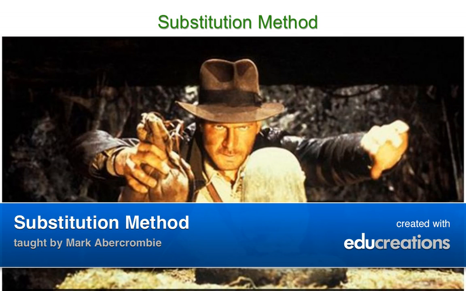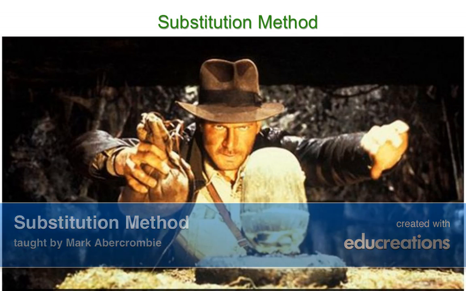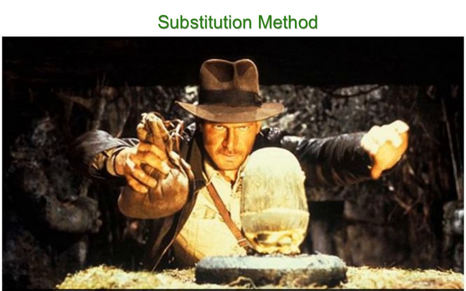Okay, let's learn about the substitution method. Here's just kind of a fun image of Indiana Jones trying to take the golden idol from the ancient Indian ruins, and he needs to replace the idol on this weight-sensitive stone stand. So he's got a bag of sand or some other kind of weight that he's going to put in place of this idol, and if the weight is the same, then the trap won't go off.